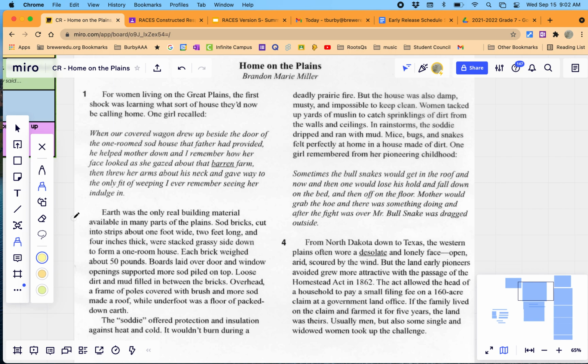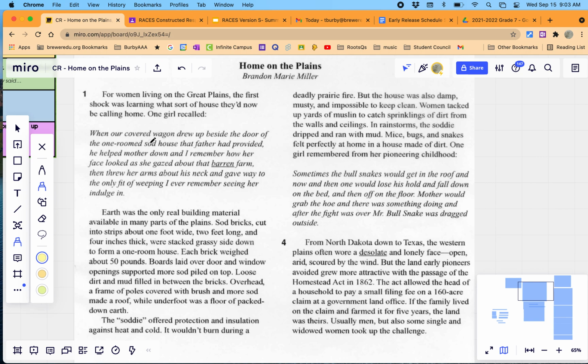And it's going to be a little boring, but here it goes. This will show you how it's done. You have to hunt for positive and negative features, one sentence at a time. For women living on the Great Plains, the first shock was learning what sort of house they'd now be calling home. Well, that one doesn't actually tell me positive or negative. I would call that a neutral fact. It doesn't support or describe any positive or negatives.